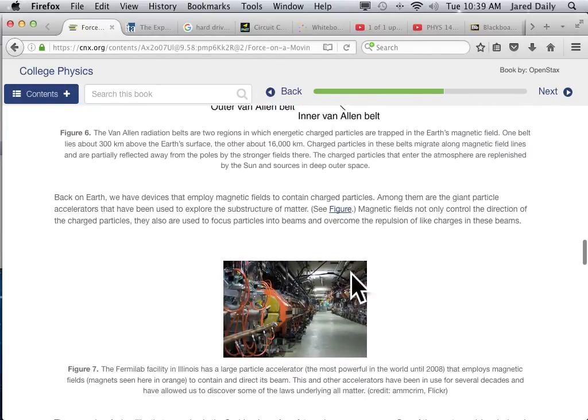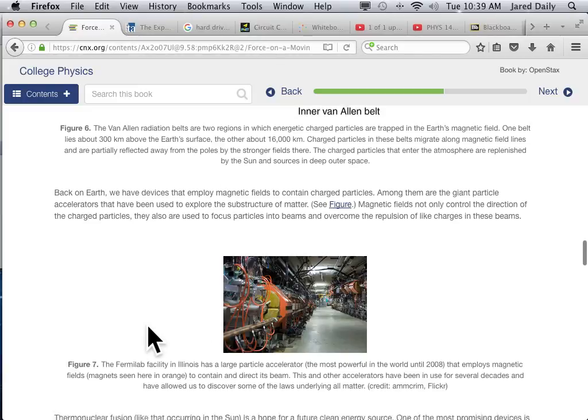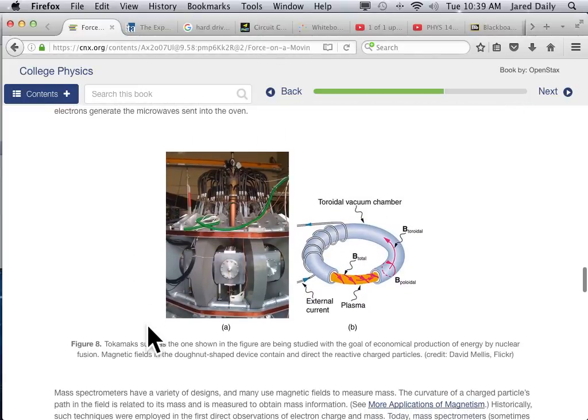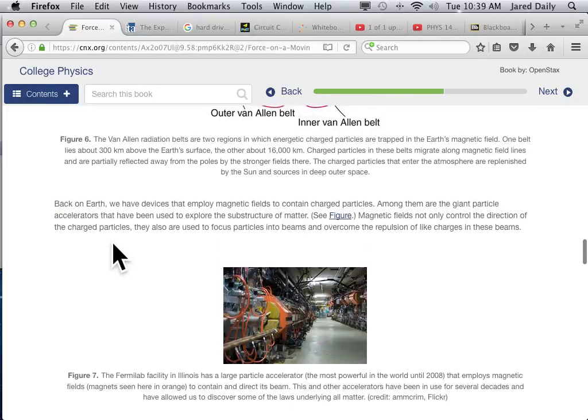Here they show the Fermilab accelerator. I've been to that one. Worth going to see. Here's a tokamak, which is like a small Fermilab accelerator. This one's maybe the size of this room, and it makes particles go around and around. The way they keep them going around is by using magnetic fields. In a tokamak, they steer charged particles around and around.